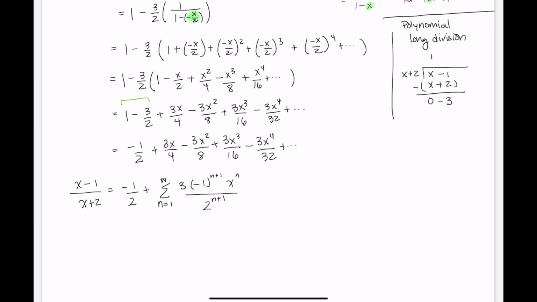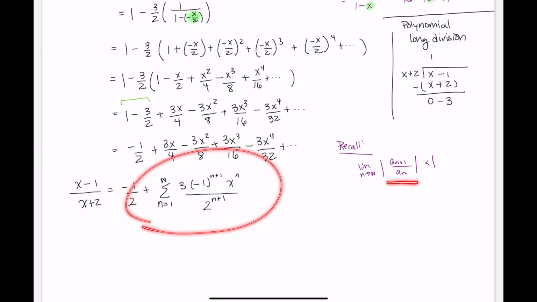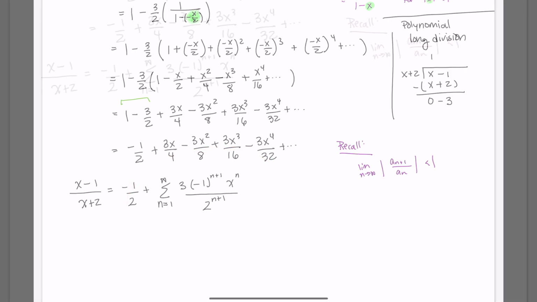Now let's go ahead and look at the radius and the interval of convergence, and we're going to do so with the ratio test. Recall for the ratio test, we want to look at the limit as n approaches infinity of a sub n plus 1 over a sub n. And we want to verify that that is less than 1. So basically, this power series will converge when this absolute value is less than 1.